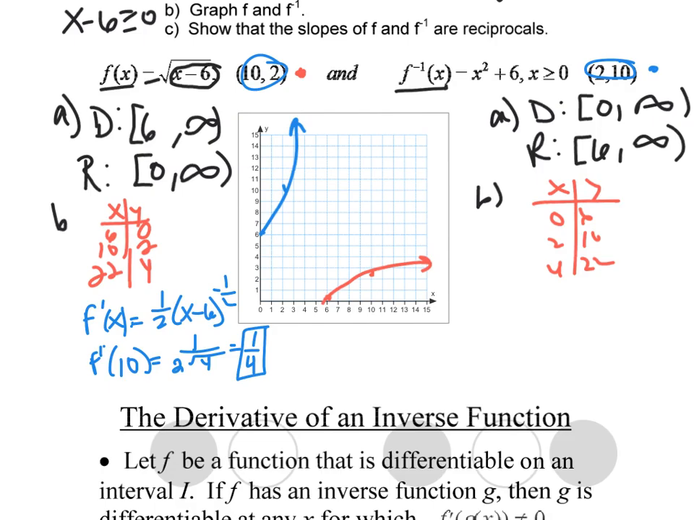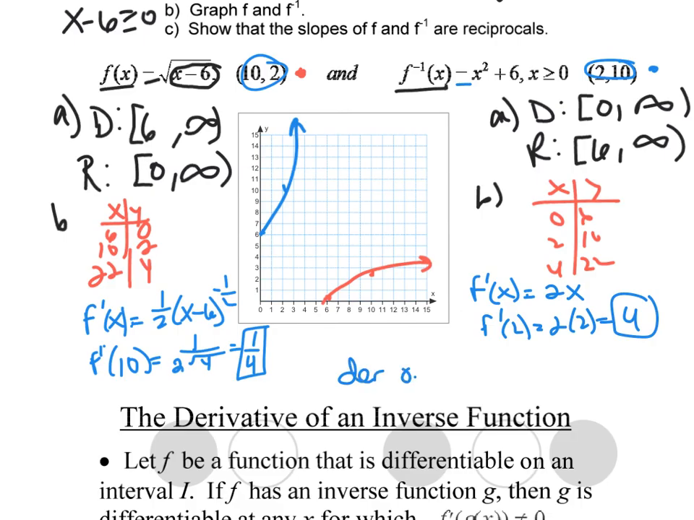So if I take my derivative here, it's going to be 2x, because this is an equal sign, not a negative. And then we have to do f prime of 2, which gives us 4. And those are reciprocals of each other. So just a reminder that the derivative of your original should equal the reciprocal of the derivative of the inverse.